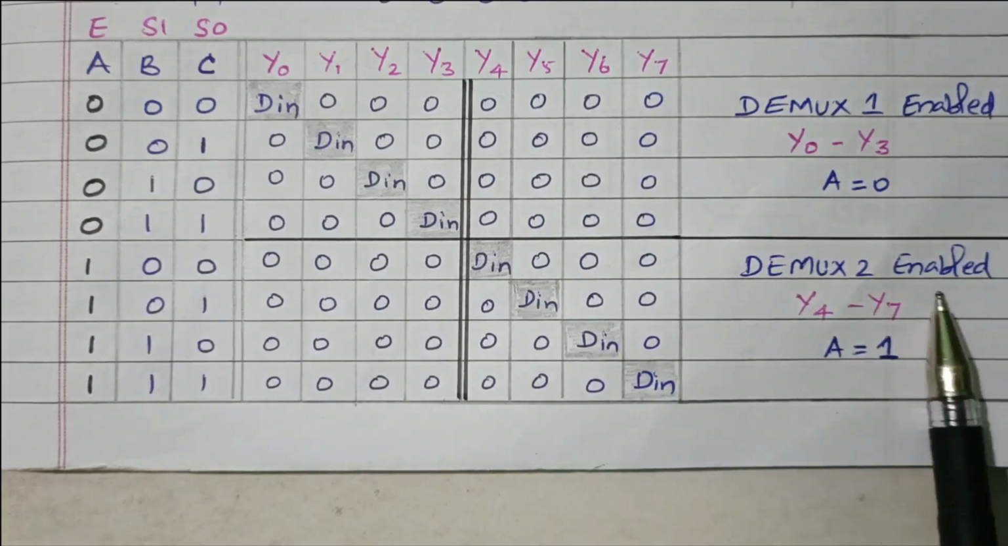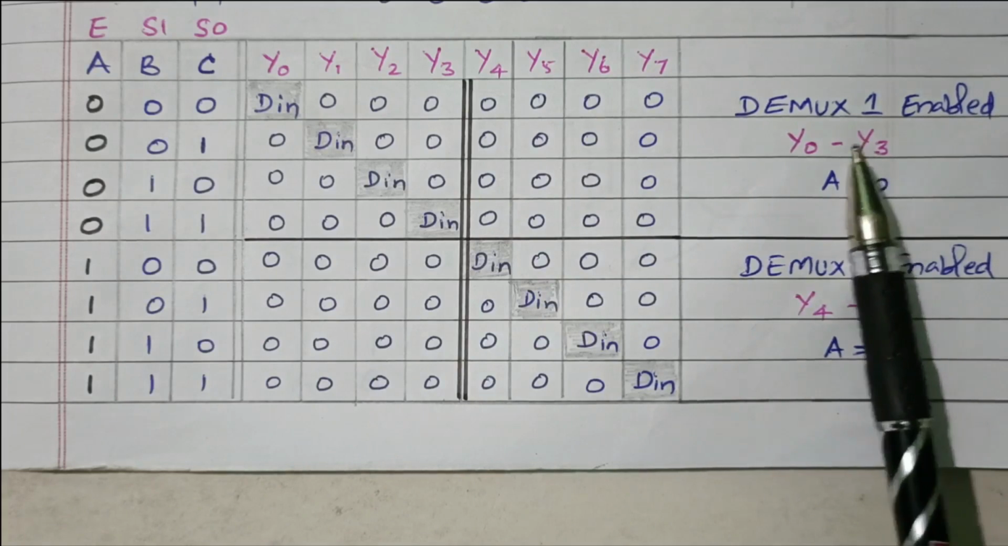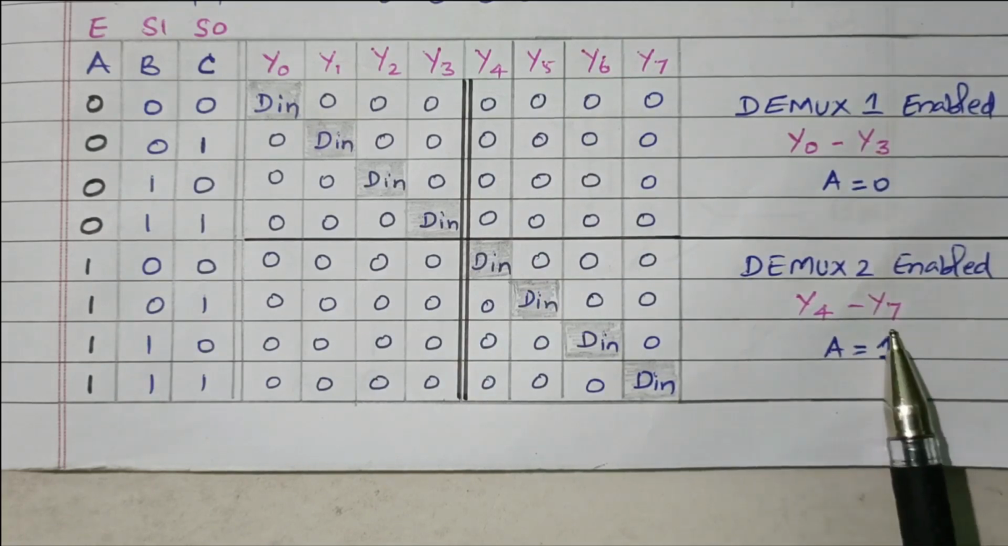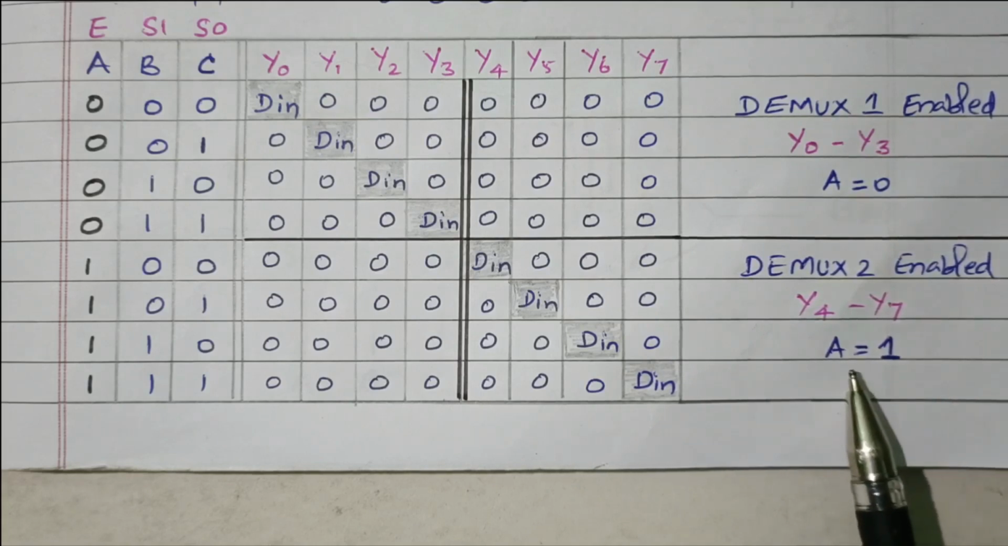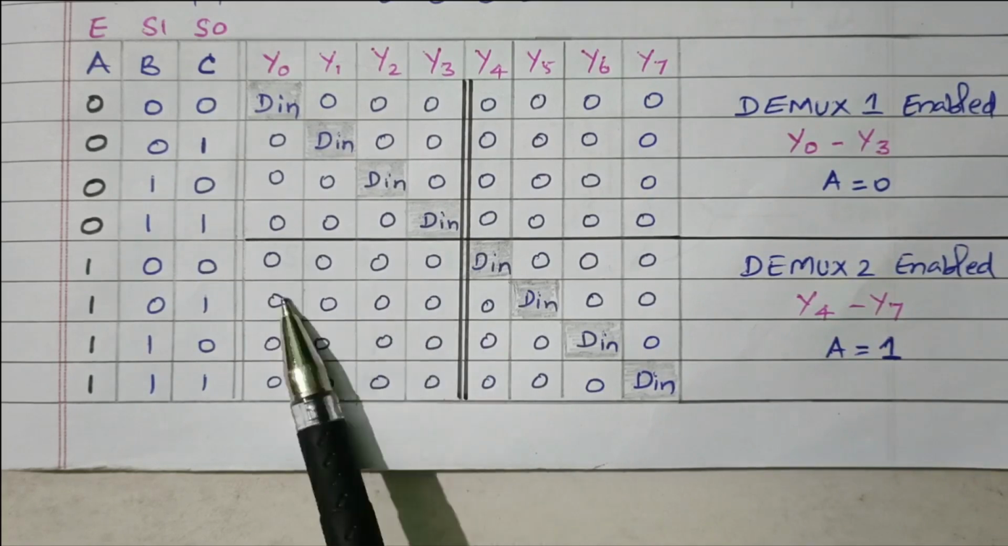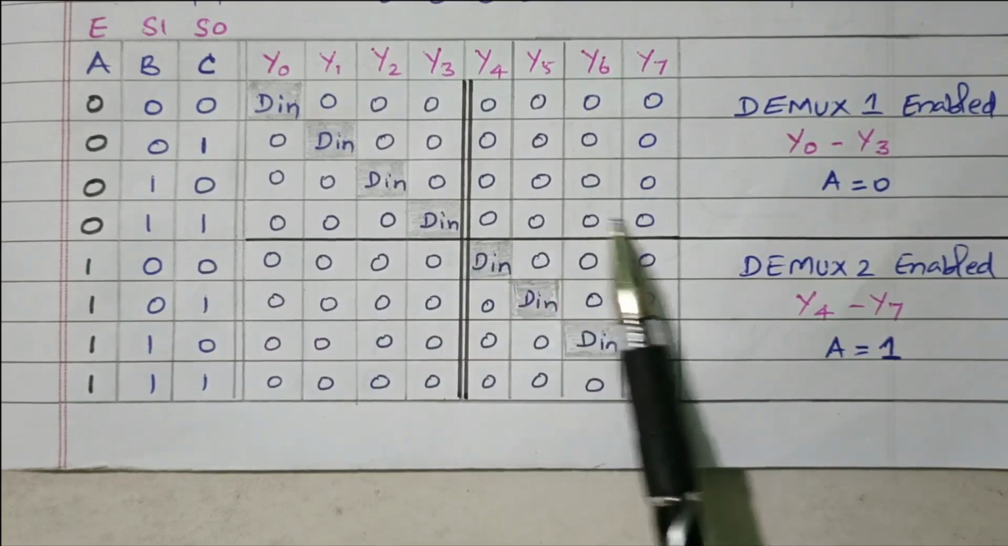Demux 2 will be enabled. Demux 1 will be disabled. So we will get the output from Y4 to Y7 when A equals 1. See, this demux 1 is totally disabled. All are zeros. Demux 2 is enabled.